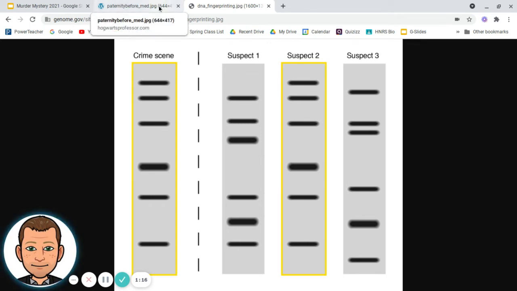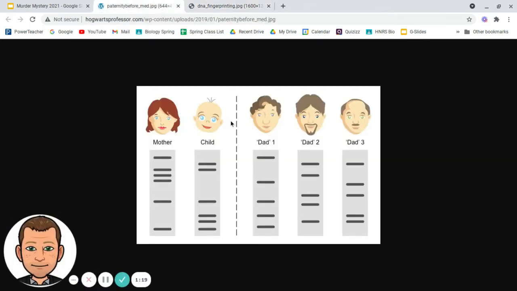And you can take that a step further, and sometimes they do, if they're trying to figure out who a child's father is. If a mother's unsure which of these three guys is the child's father, they can run a DNA fingerprint on all the people involved and figure out who the father was. So the child here, notice, is not going to have a banding pattern that exactly matches the mother or any of these fathers because it's a different person. But the child can't have a banding pattern that didn't either come from the mom or the dad in some way.